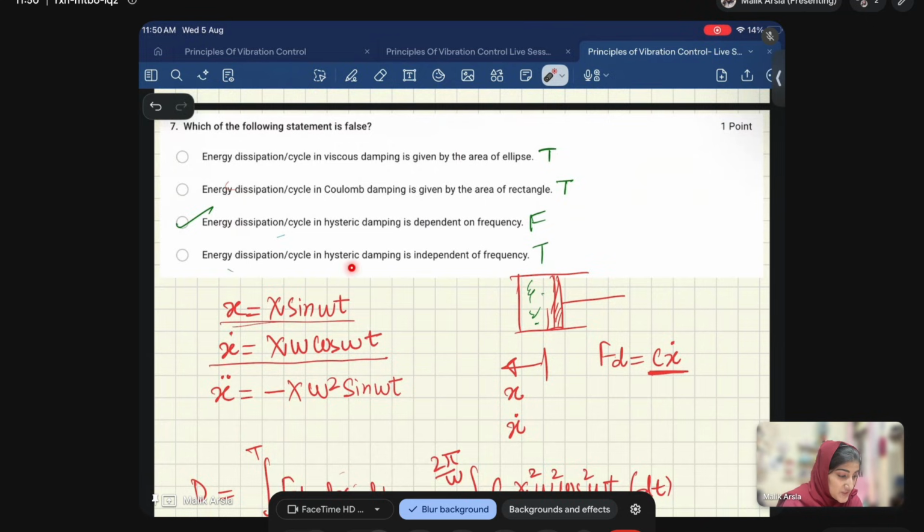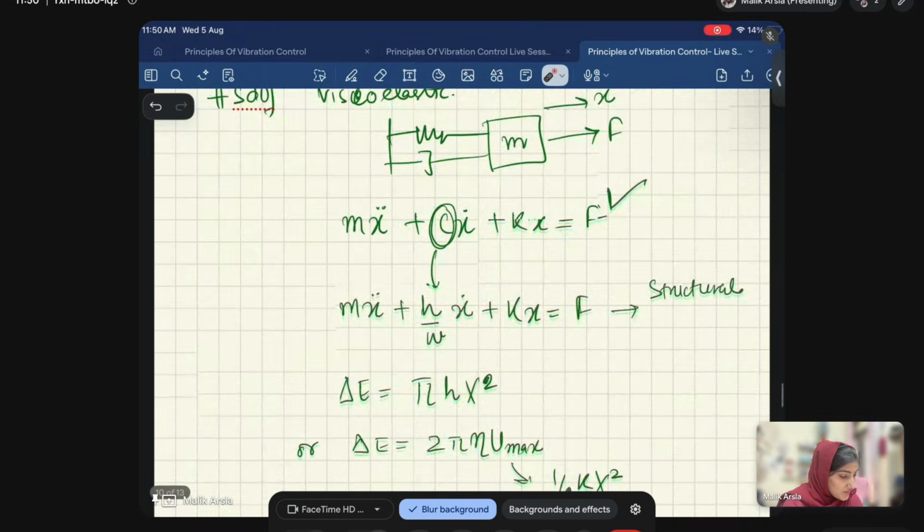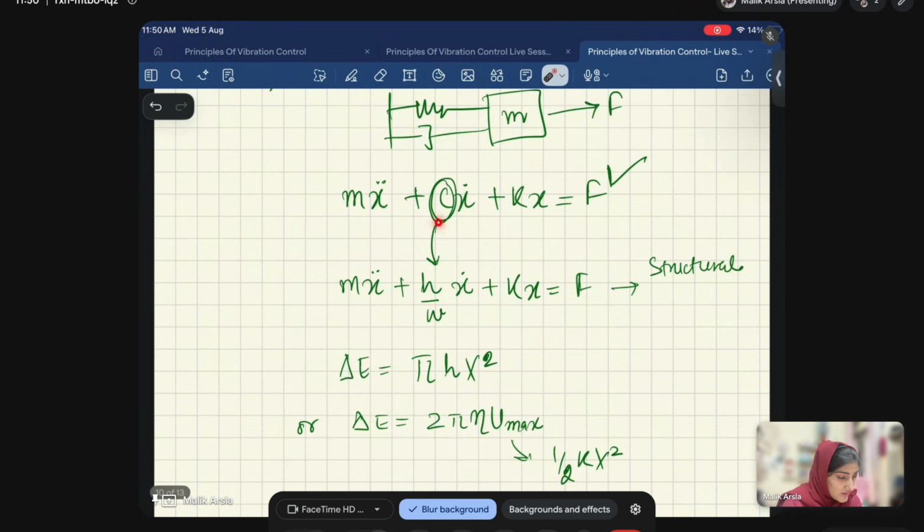The energy dissipation per cycle in hysteretic damping is independent of frequency. For that, you have to see that in hysteretic damping, we are replacing the viscoelastic damping model, and here the damping coefficient changes to h upon omega. Now when we figure out what the energy dissipation is, it equals pi h x square, or 2 pi eta into u max.